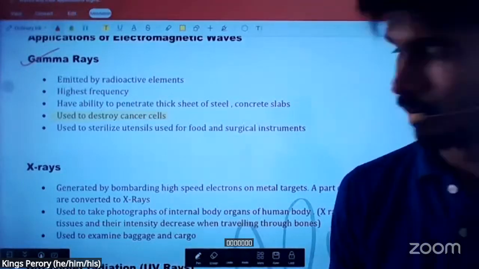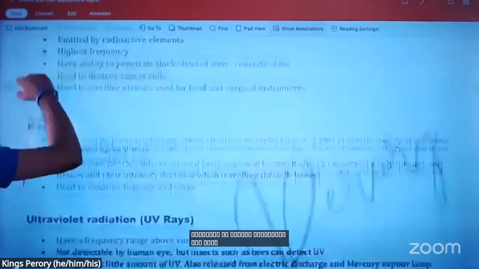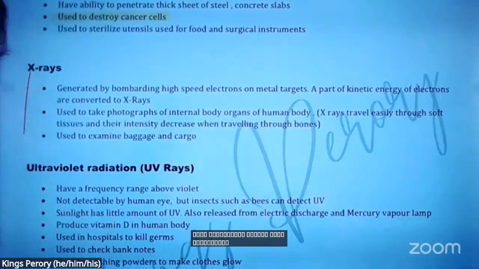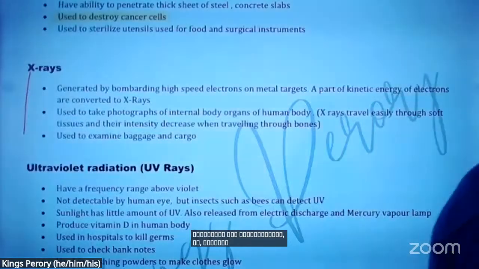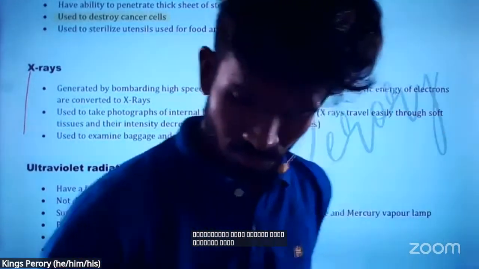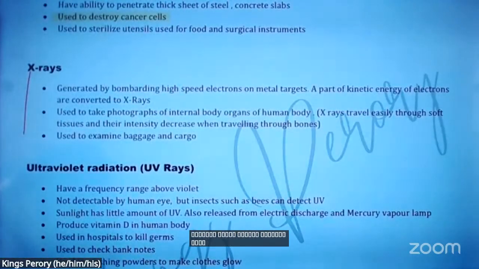X-rays are generated by bombarding high-speed electrons on metal targets. A part of the kinetic energy of the electrons is converted to X-rays, used to take photographs of internal body organs of the human body. X-rays travel easily through soft tissues and their intensity decreases when traveling through bones.